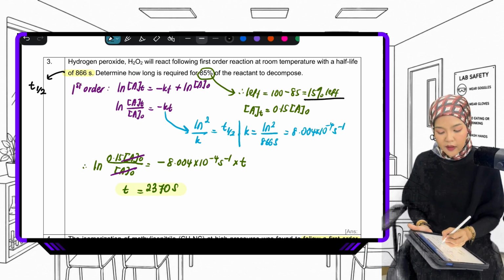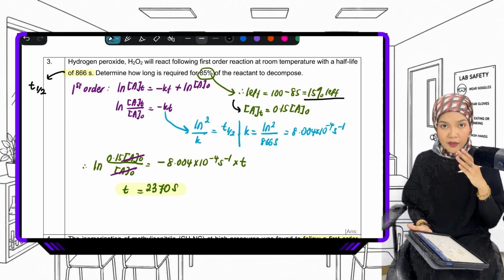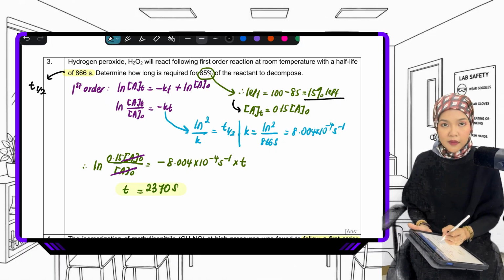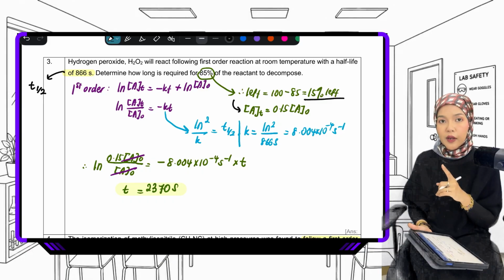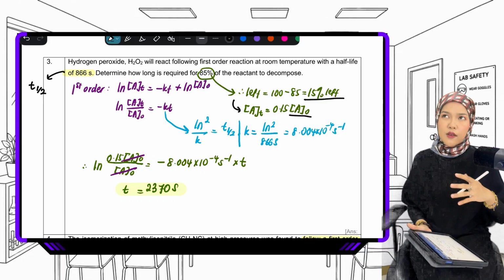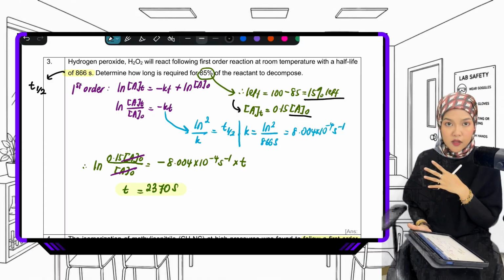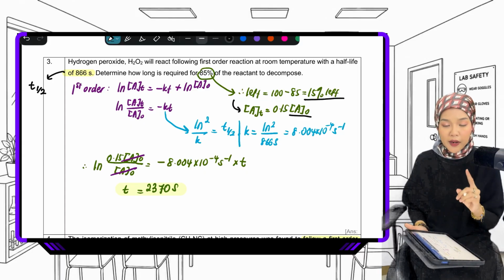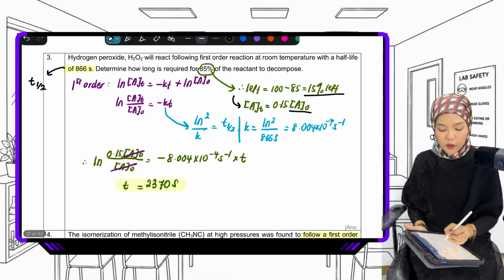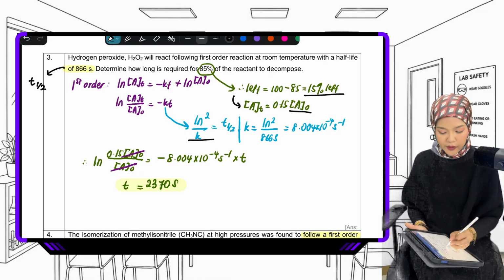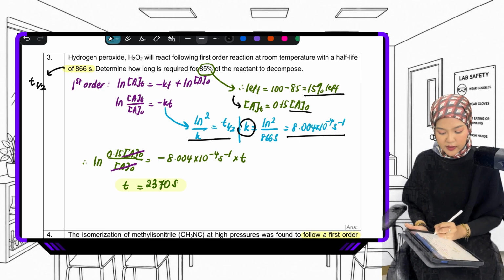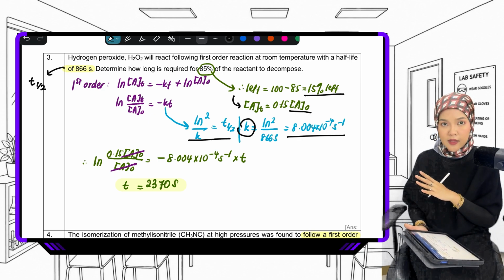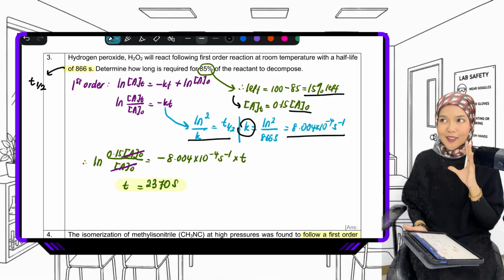Therefore, we know that the concentration of A, which is the concentration of H2O2 at time T, is going to be equal to 0.15 times the initial concentration, meaning 15% of the initial concentration, whatever it is. Now we can find the k value through the half-life equation, because we know that half-life equals ln 2 over k. So we can find k, which is 8 exponent minus 4 per second. Make sure you get the unit right.